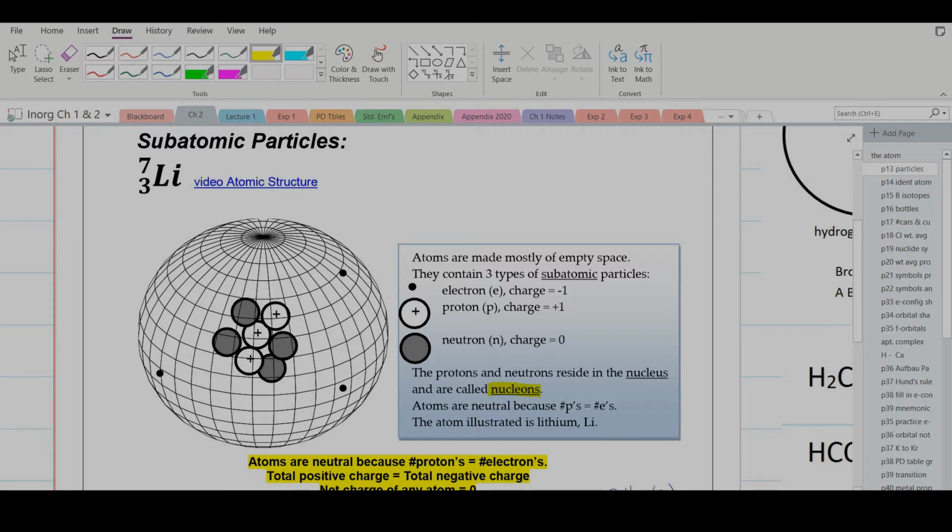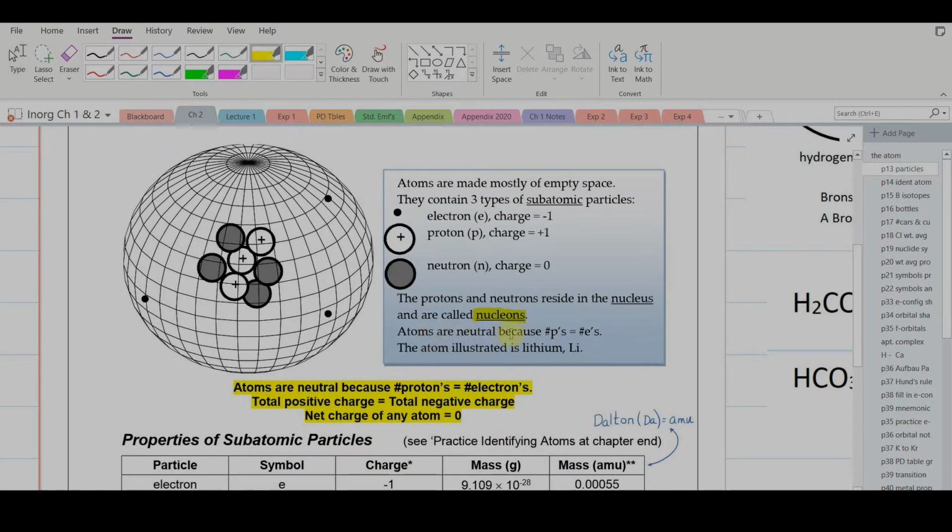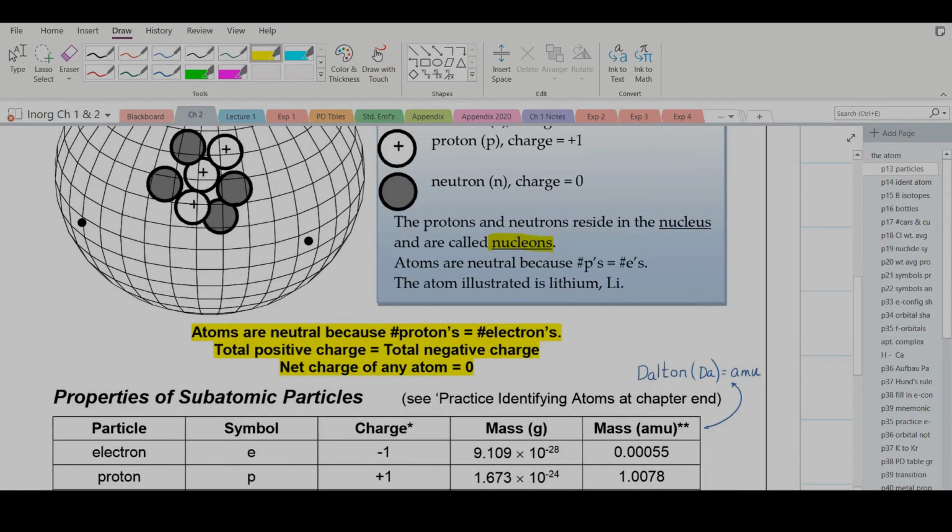And very important and basic is that atoms are neutral because the number of protons equals the number of electrons, the number of positive charges equals the number of negative charges, which is why I stated earlier that the oxidation number of all elements in the periodic table is 0. And that's what this basically says here.